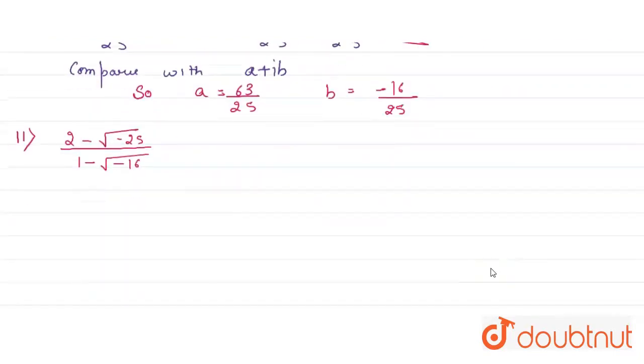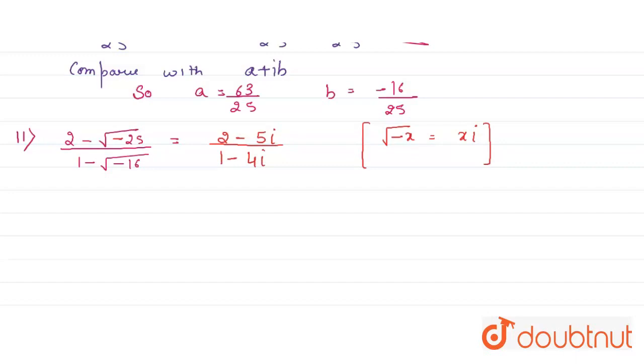Now look at it carefully. If you see the second part, there is square root of minus 25. So what will it become? 2 minus 5i. As you can see, square root of minus x is equal to root x times i, right? So it will become a complex number, right? And here you can write minus 4i.